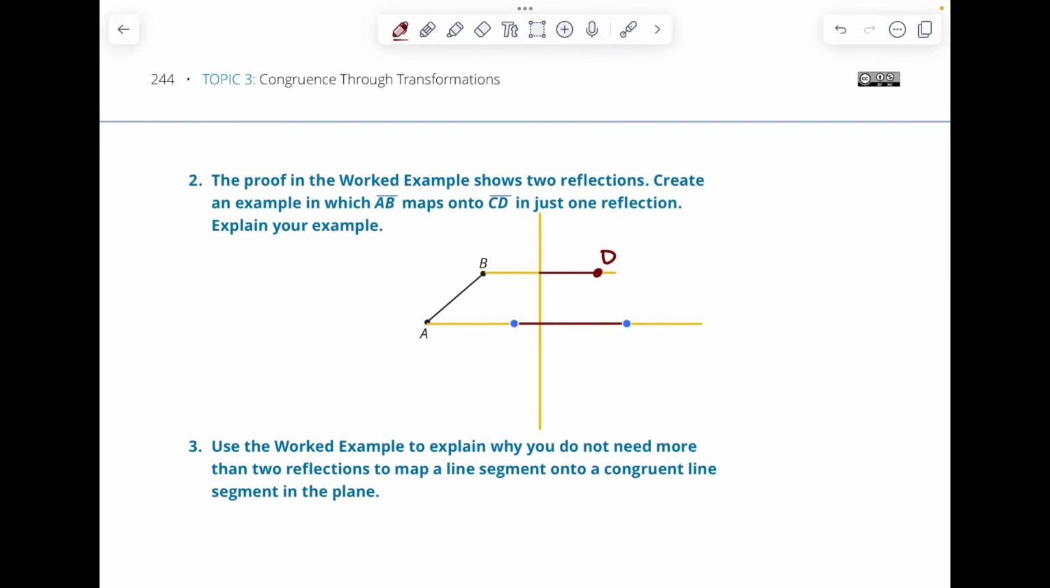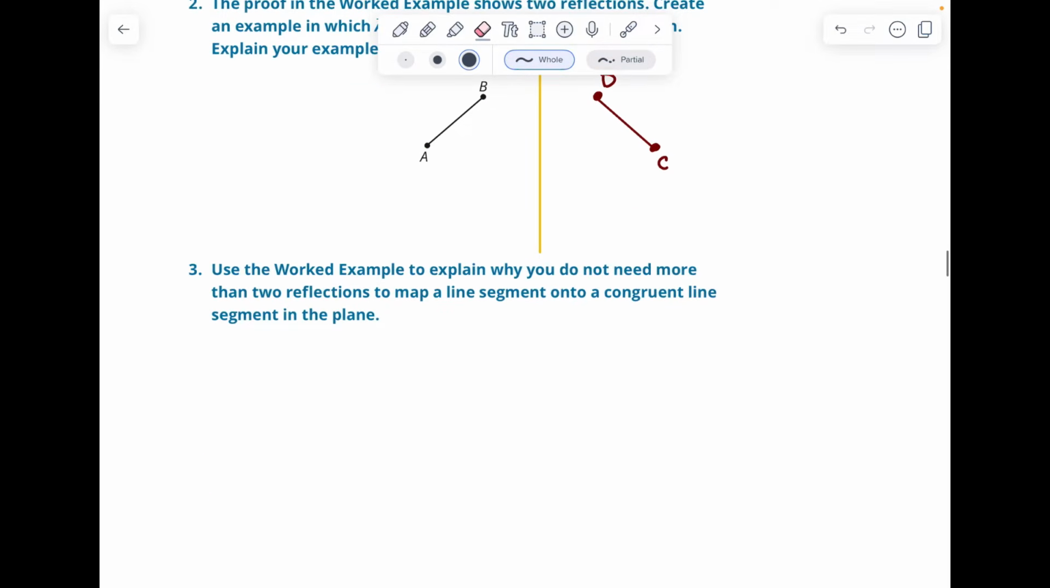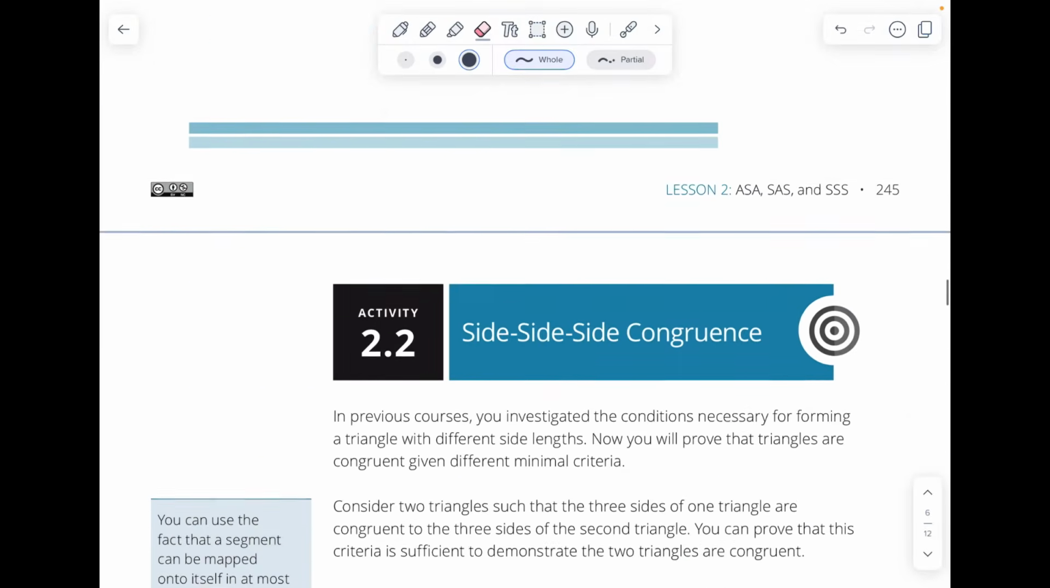So I'm just making the same distance on both sides here. And that would be C. And there you go. So, oh, I'm going to do that, sorry. So there you go. All right, keep it pushing.